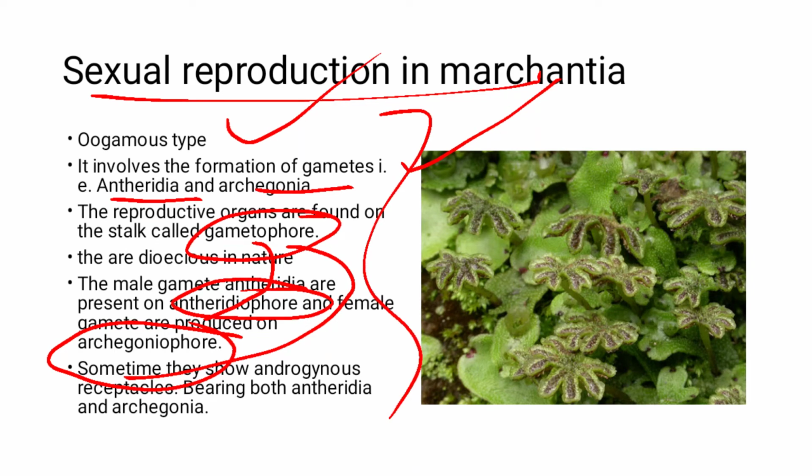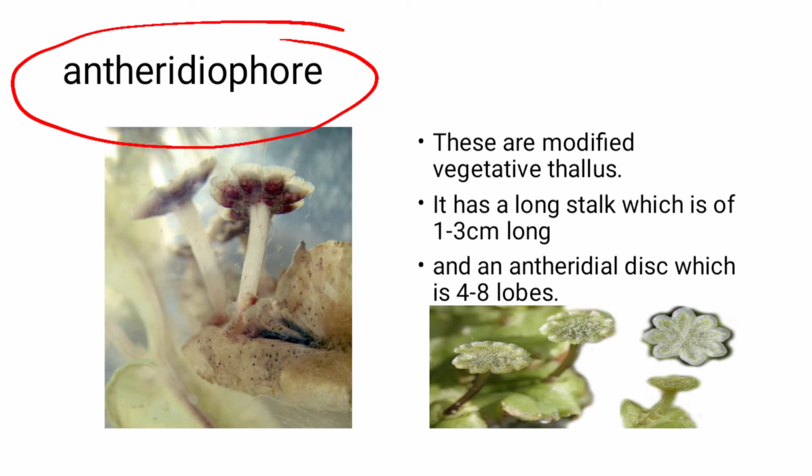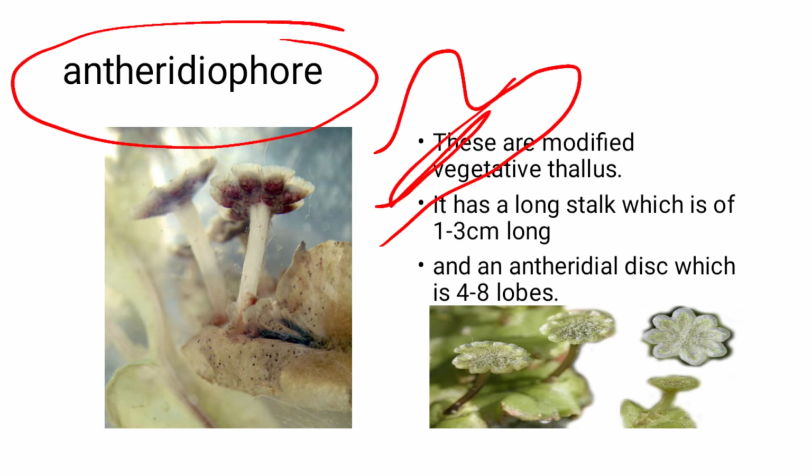Now, if sexual reproduction has to occur, the gametes have to be produced. We'll now see how the gametes are produced. First, we'll focus on the production of the male gamete, that is antheridia. Before studying the antheridia, we have to study the antheridiophore. As we know, antheridiophores are the gametophores which produce the male gamete in a specialized structure called the antheridium. As we know, Marchantia is dorsiventrally flat, and on the dorsal surface in the midrib region it develops a long stalked structure, which is called the antheridiophore.